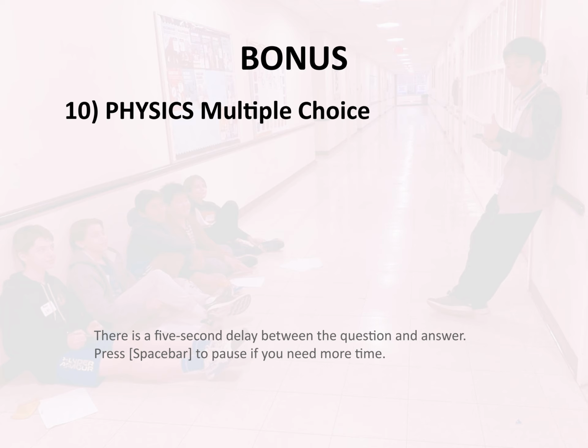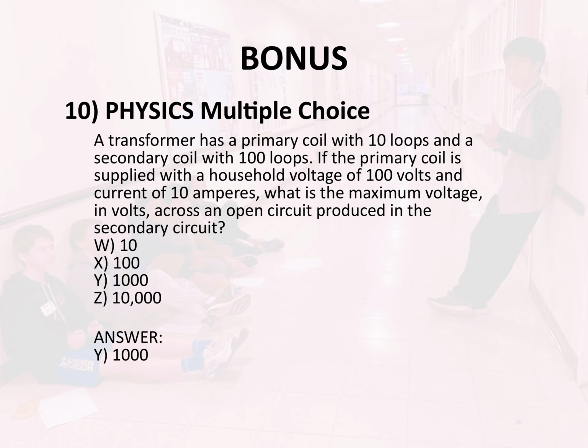Bonus 10. Physics. Multiple choice. A transformer has a primary coil with 10 loops and a secondary coil with 100 loops. If the primary coil is supplied with a household voltage of 100 volts and current of 10 amperes, what is the maximum voltage, in volts, across an open circuit produced in the secondary circuit? W. 10. X. 100. Y. 1000. Z. 10,000. Answer. Y. 1000.